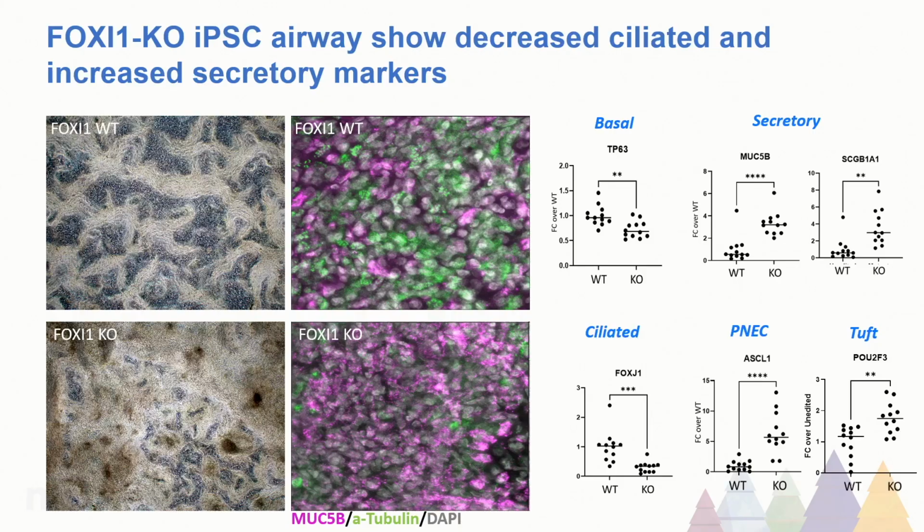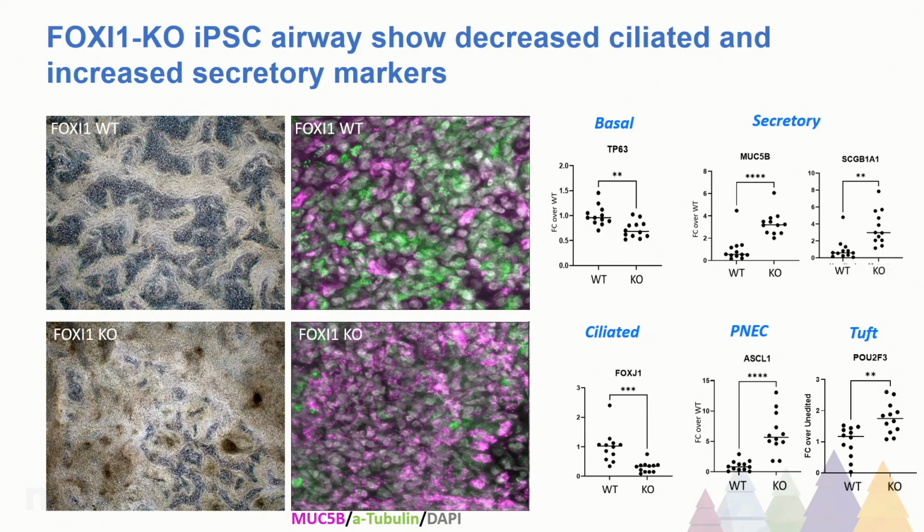And then of particular interest, in light of a paper recently published by Jay Rajagopal's group with Viral Shah, we also saw a significant increase in tuft cell and PNEC markers in our FOXI1 knockout culture, so an increase in ASCL1 and POU2F3. And that may have something to do with their proposing a common tuft-ionocyte progenitor cell.